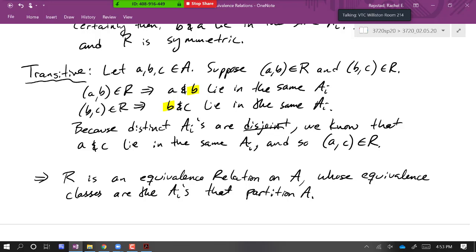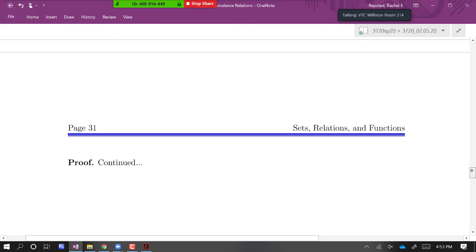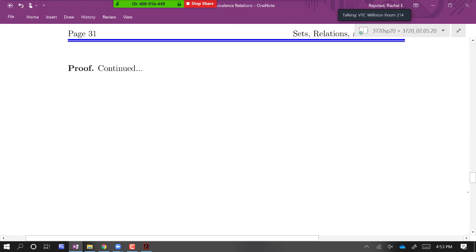Questions on that direction? This was the first part of the proof. Right, so this was an if and only if. We have a little bit more to do. In the other direction, which we probably won't finish today, but we'll get a start on it, we are going to suppose that we have an equivalence relation that has some set of equivalence classes, and we're going to show that those equivalence classes partition the set.